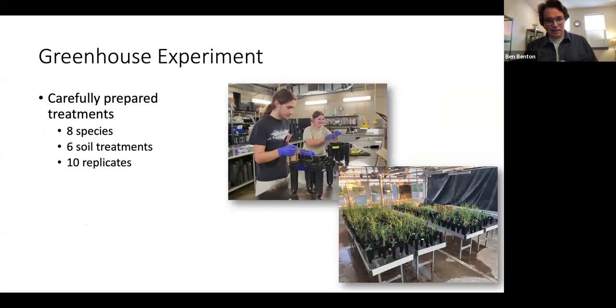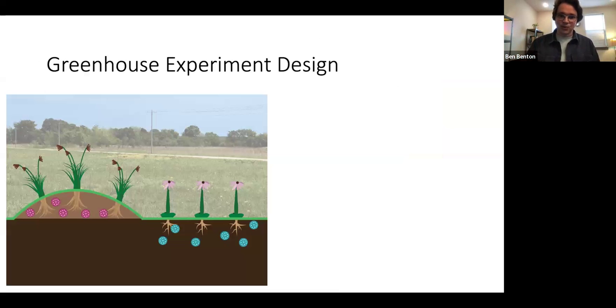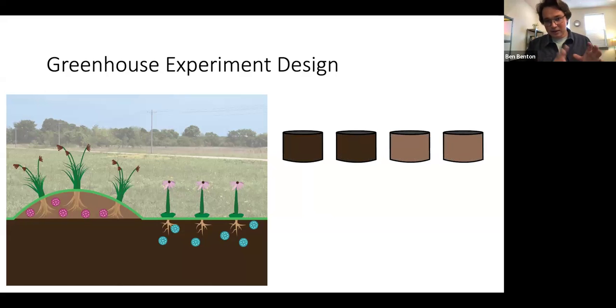So we then took that and carefully set up the treatments of my experiment. With 8 species, we had 6 different soil treatments and 10 replicates. And the way the soil treatments were set up is I took the soil that I collected from either the mound or the matrix and autoclaved it to sterilize it and remove the biotic factor from the soil. So it was just the sterilized soil with no microbial community in it, and I used that as the abiotic treatment in my experiment.